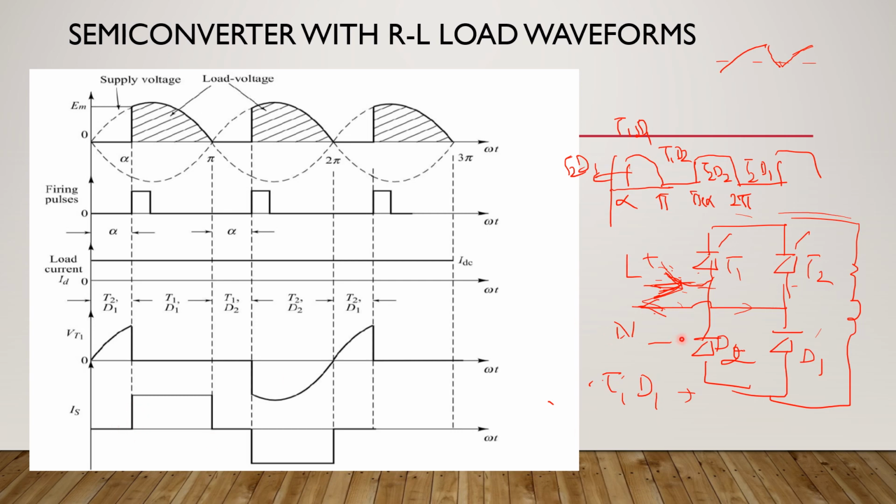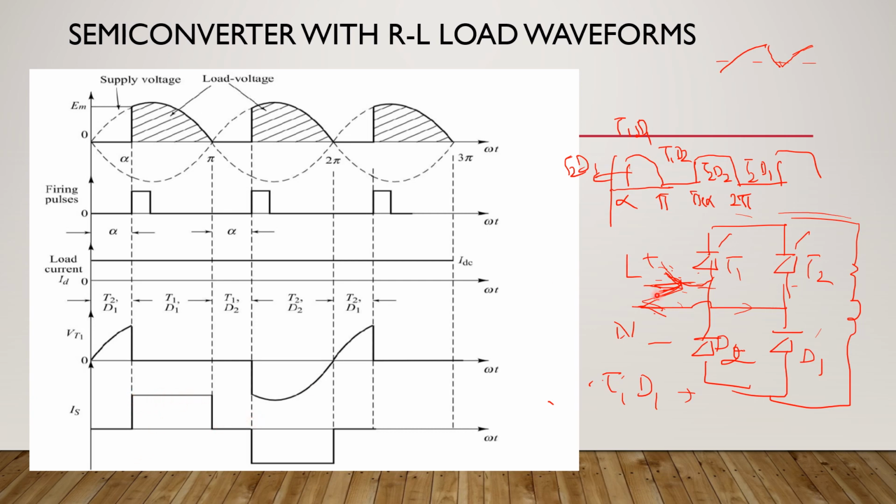And what is the magnitude of the current? The current is flowing through the load only. So it's basically the load current that is flowing through the supply. And what is the load current? We are assuming it to be a constant. So the magnitude of the supply current will be the same as that of the load current. At alpha, when you are firing T1, with T1 and D1 conducting together, the supply current is positive and its magnitude is equal to the load current, because the supply current is flowing through the load and then returning back. So from alpha to pi, this is the state.